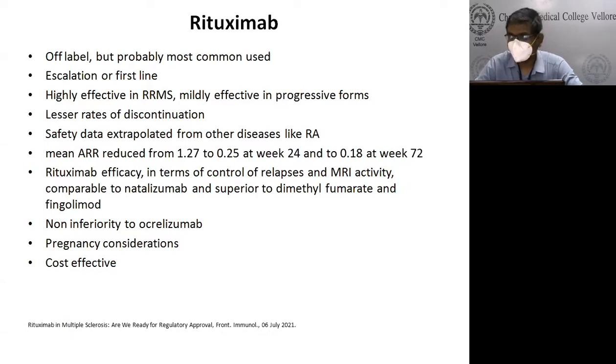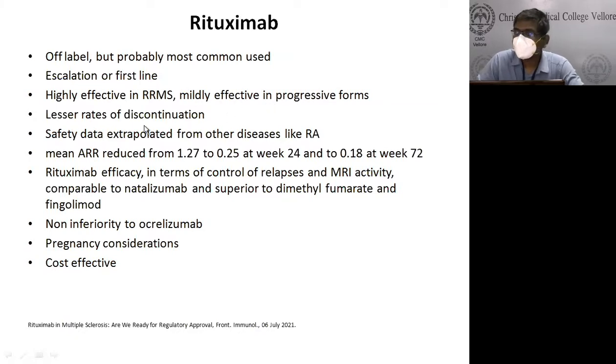It is very highly effective. No direct head-to-head comparisons are available. But what we should remember is that what we are using is a biosimilar form of rituximab, and based on extrapolation from other studies as well as indirect head-to-head comparison between agents, the effectiveness of rituximab is actually very good, which we have been seeing in practice. It is highly effective in RRMS, there is no doubt, and even in the progressive forms of MS, it is mildly effective. We can't say that it is not effective.